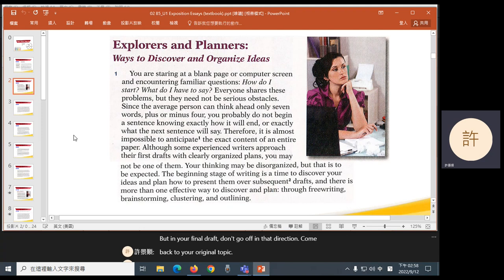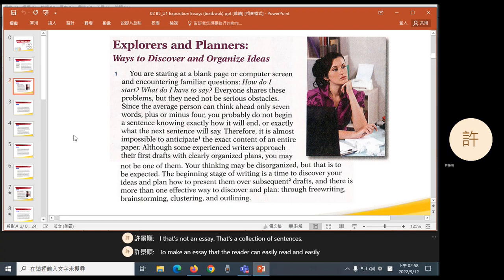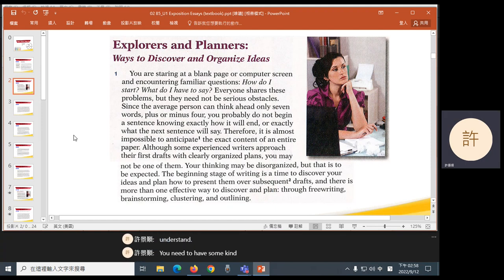Now, what order should you put your information in? You can't just put everything on the page, like you think of something and you put it down, you think of something, you put it down. That's not an essay, that's a collection of sentences. To make an essay that the reader can easily read and easily understand, you need to have some kind of order. The kind of order depends on your topic.